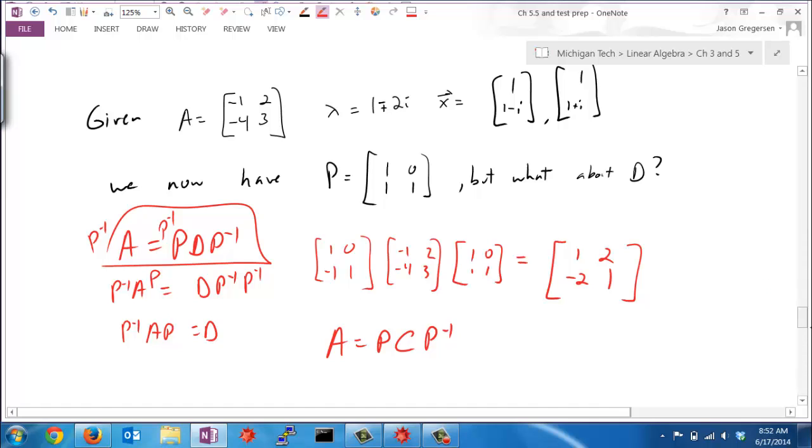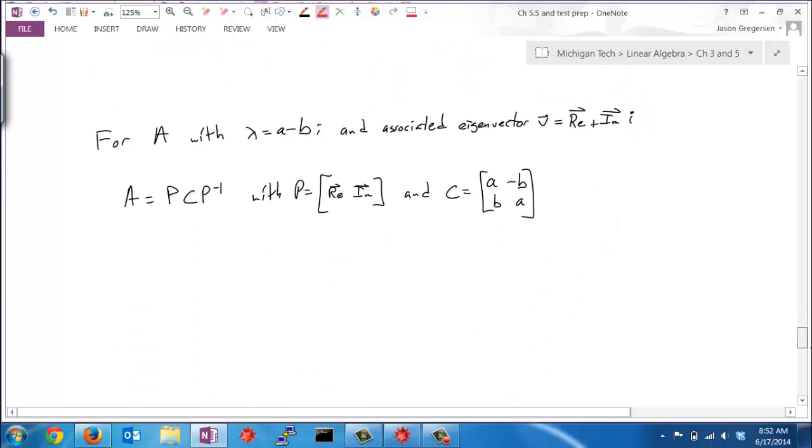So let's formalize everything and give you the nice formula here. Here is our formula. You have A, and when you have complex eigenvalues, note here I have a minus eigenvalue. You find the associated eigenvector. Then our decomposition is going to look like this, with a C instead of a D, because this is not going to be a diagonal matrix.